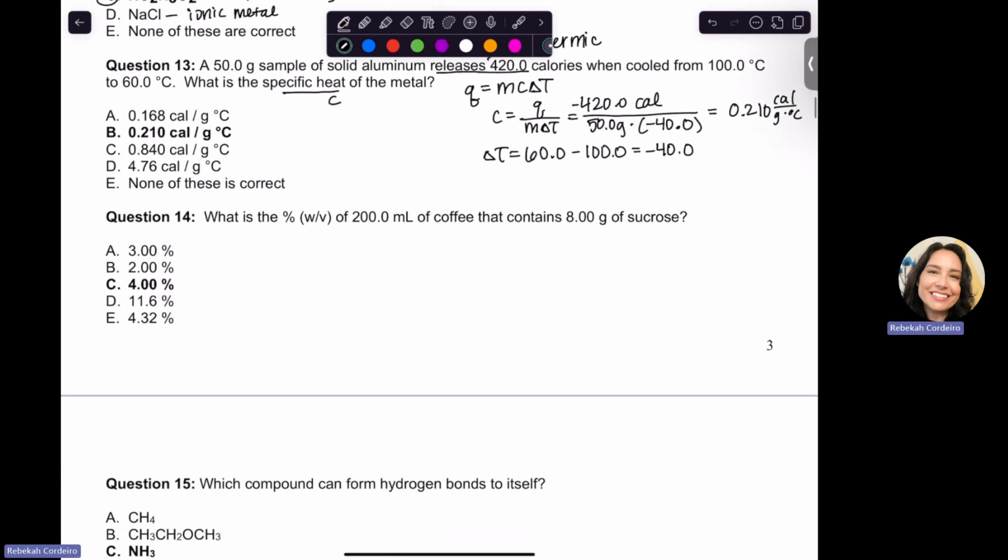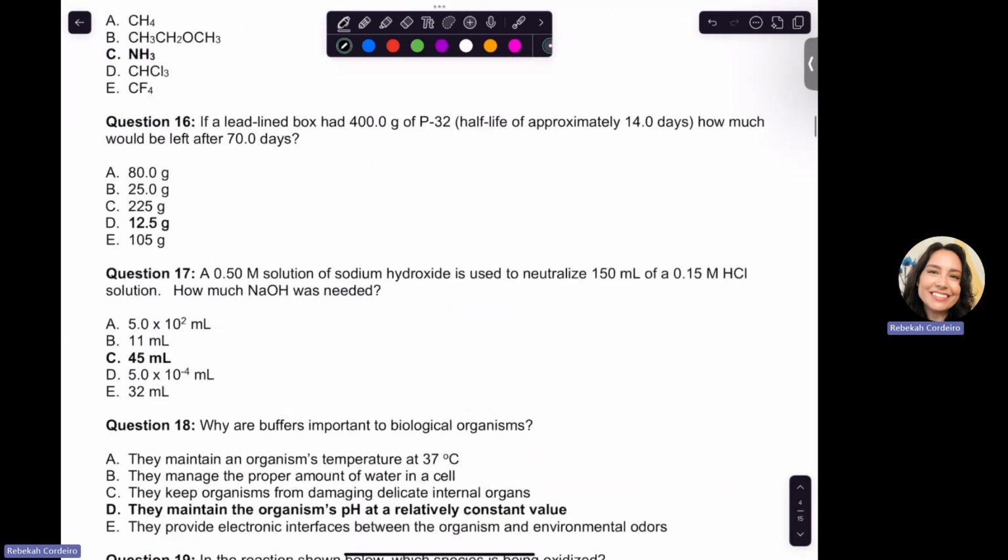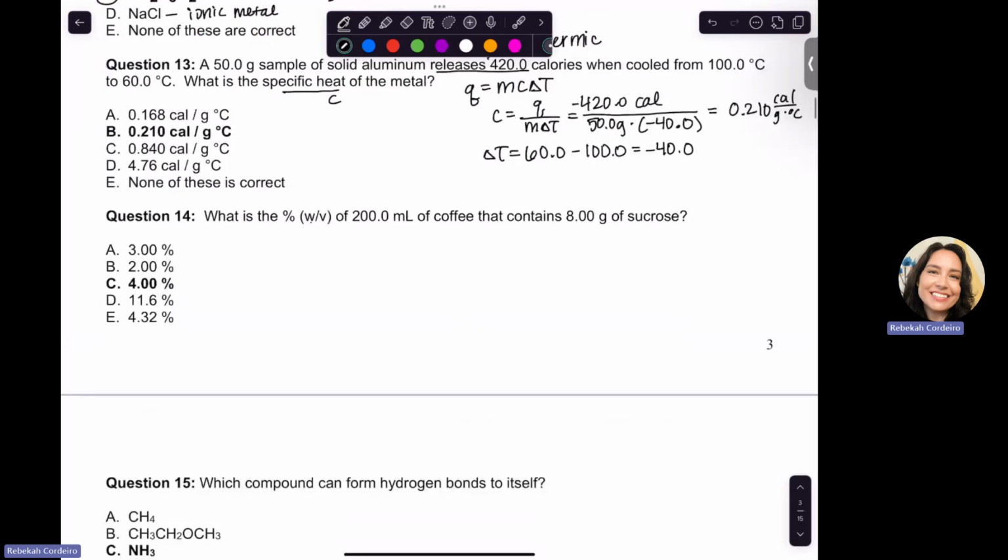What is the percent weight volume? Oops. So weight volume is going to be grams and milliliters. And then we're going to times 100 to get a percent. So if we have grams over our milliliters of our total solution times 100, we should get 4%.